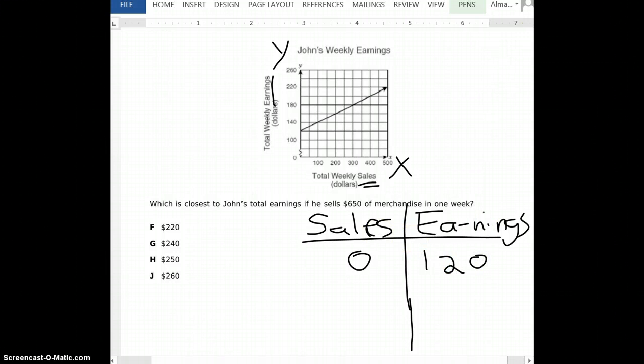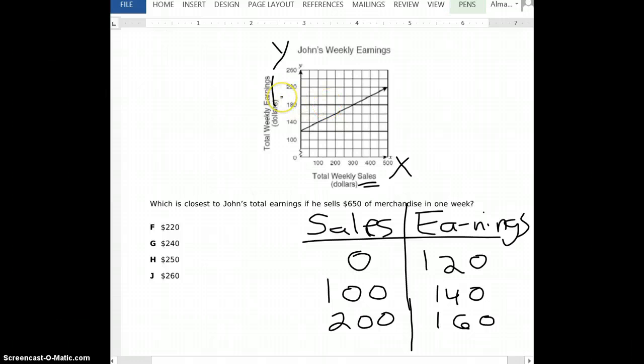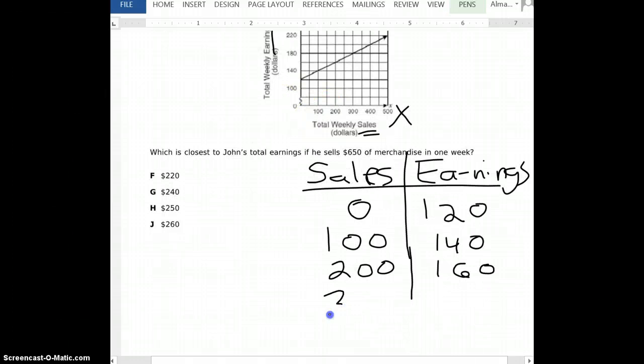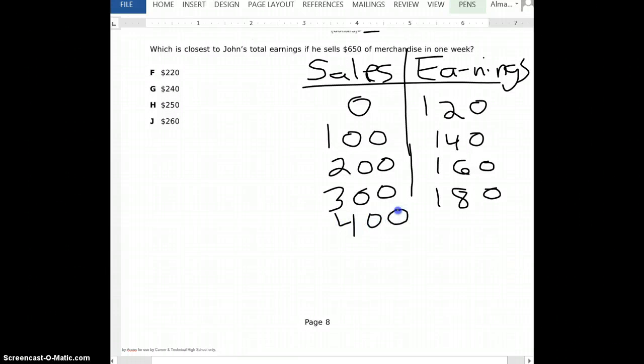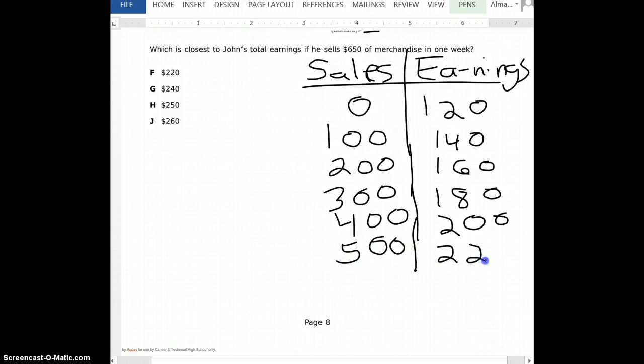When his sales are 100, his earnings are 140. When his sales are 200, his earnings are 160. When his sales are 300, his earnings are 180. So 300 and 180. And just to save time, the other numbers are when his sales are 400, his earnings are 200. And when his sales are 500, his earnings are 220.